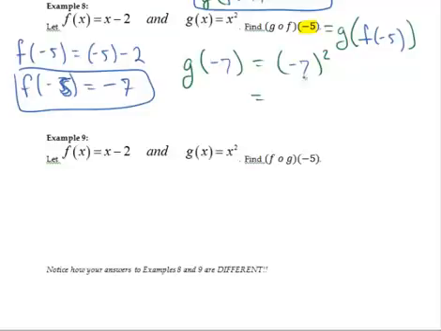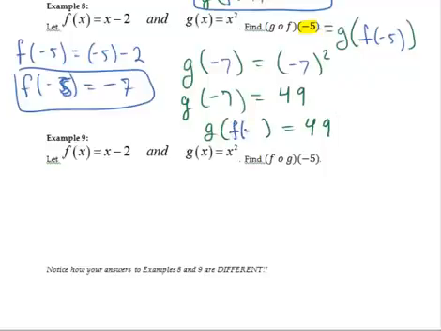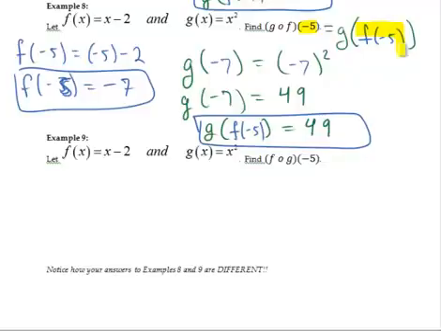Negative times a negative is a positive, so positive 49. So g of -7 was 49, or, remember what we really inputted here is we really inputted the f of -5. There's our answer. Again, let me highlight the inputs for you. We input f of -5, we found out what that was, and that's what we put in to our function.